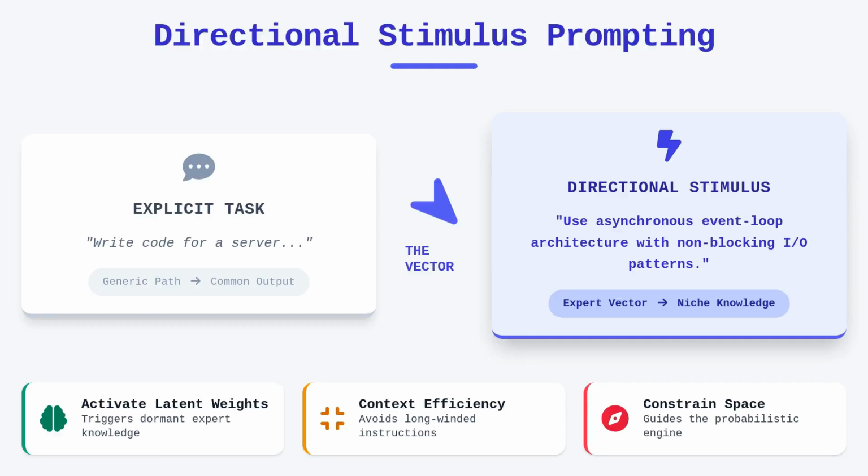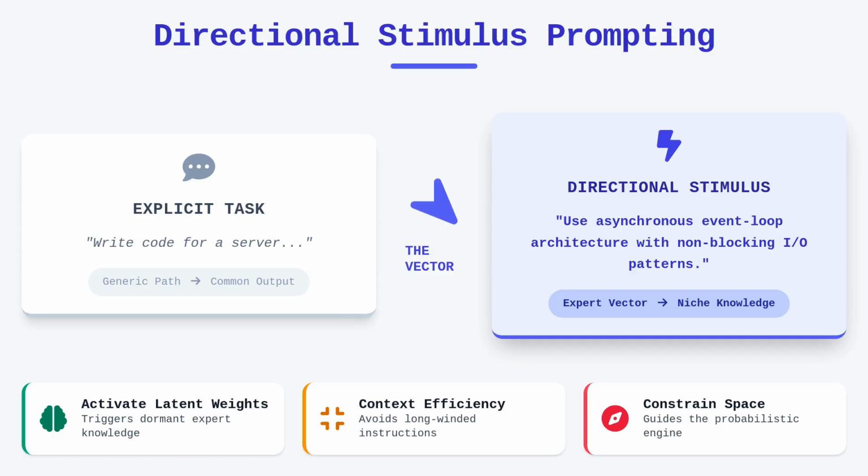Directional stimulus prompting is a technique that shifts the focus from explicit task descriptions toward the specific latent associations you want an AI to trigger. Instead of providing a full walkthrough of how a task should be completed, you provide a stimulus, a hint, a keyword, or a specific phrase that nudges the model toward a desired conceptual space.